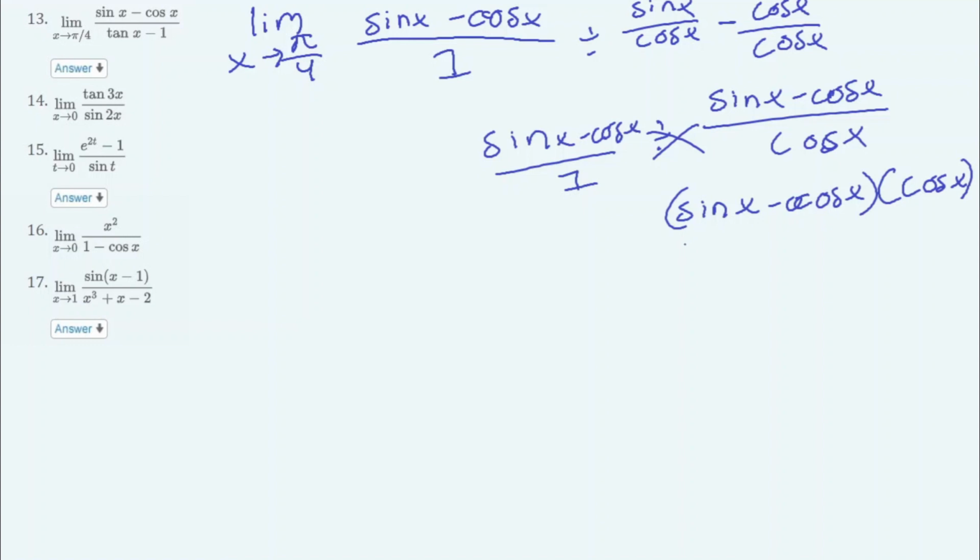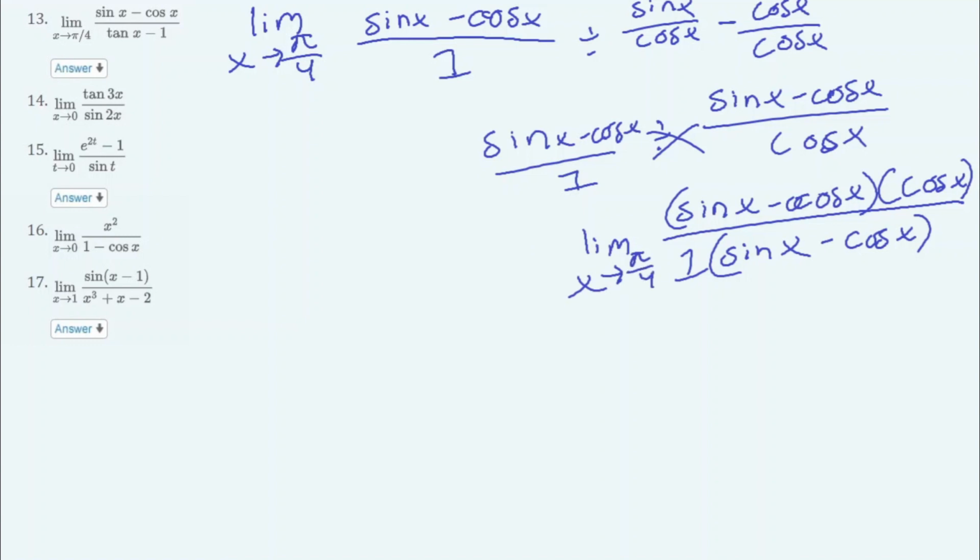It's a lot of stuff here, but bear with me. And then on the denominator, we're going to have one times, we could actually write out the one, one times sine of x minus cosine of x. And you could see on the denominator and the numerator, we have sine of x minus cosine of x. And we would also write limit as x goes to pi over 4. So we could cross out that since they're the same. And now see what we have done from the start. We've eliminated a lot of the hard part before we used L'Hospital rule.